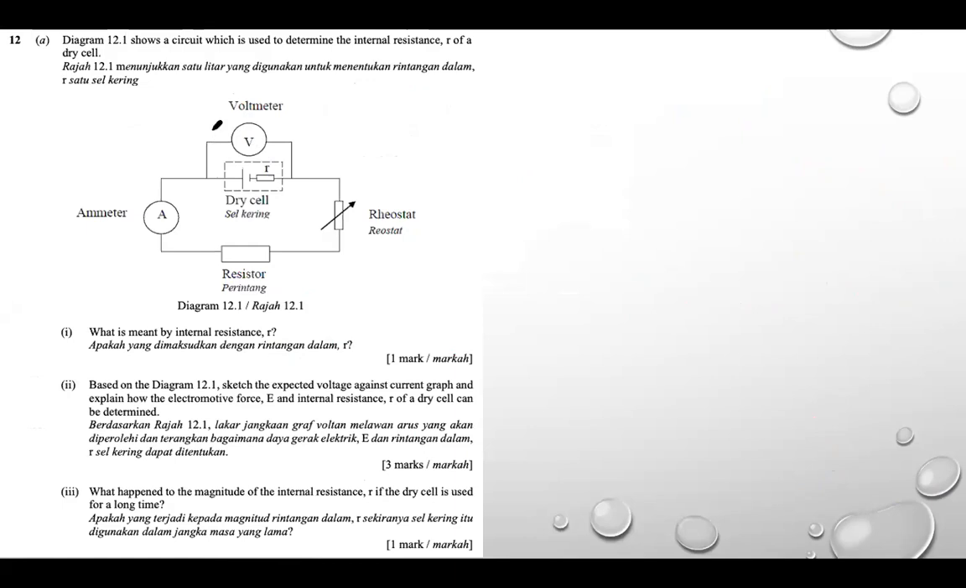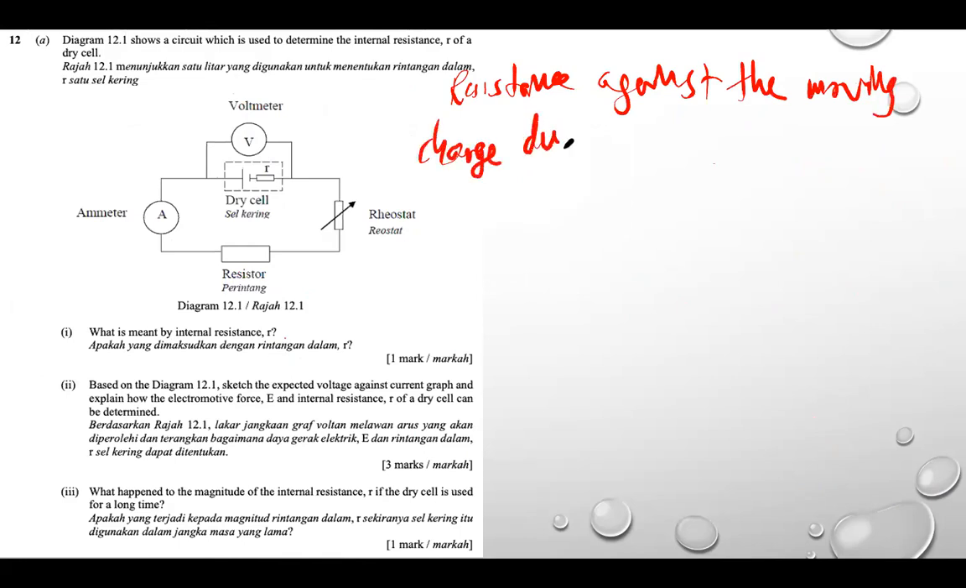Okay, we know because the voltmeter is up here. Okay, so what is meant by the internal resistance? Internal resistance is pretty specific. Dia adalah resistance against the moving charge due to the electrolyte in a dry cell.